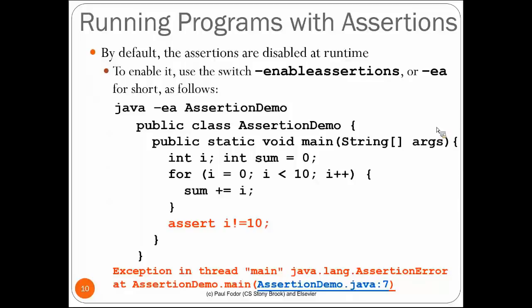In that case, in this program that we see here, we have an assertion that we are expecting i to be different than 10. But of course, when we reach that assertion, i will be equal to 10, so that assertion is false and it will trigger an exception: an assertion error at line 7 of the program.